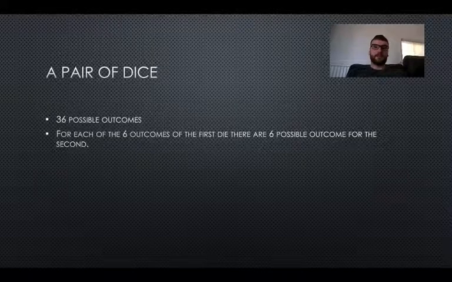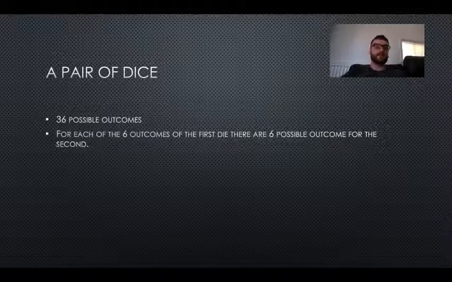So for each of the 6 outcomes, there's a possible 6 for the second. So out of these 36 outcomes, 26 of them are going to be 6 or higher. This is because if you were to roll a 6 with the first die, then anything else you roll is going to be higher than a 6, meaning you're going to win the game.